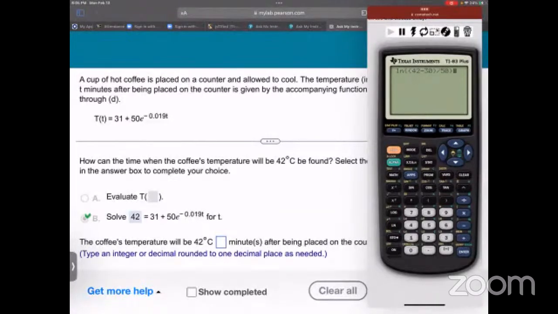So I'm saying 42 minus 31, we get an answer. Divided by 50, we get an answer. Then I'm saying the natural log of both sides, so I'm going to say the natural log of that answer. Then, yes, would you write it down? Yeah, I figured. Okay.